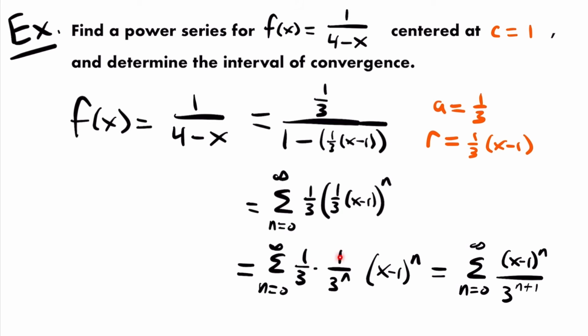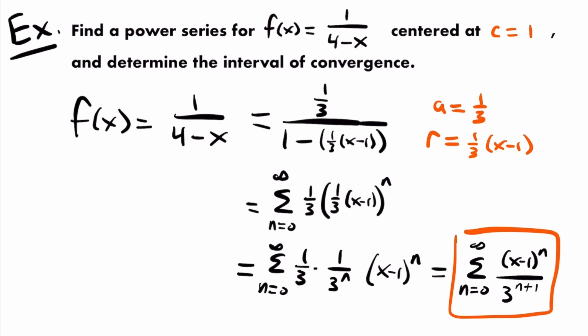We just have 1 in the numerator, so we can multiply this into the numerator, and then in the denominator, we have 3 to the power of n plus 1. Okay, and so this is our power series centered at 1 that represents this function. Now all we have to determine is the interval of convergence.